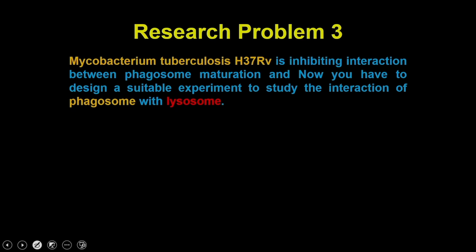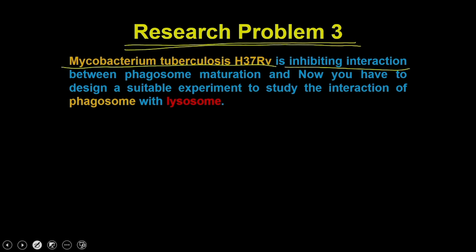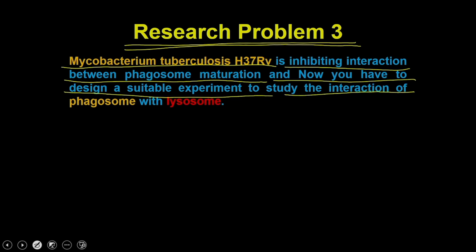Now, let us move on to the next problem. The next research problem is that Mycobacterium tuberculosis H37Rv is inhibiting phagosome maturation, and now you have to design a suitable experiment to study the interaction of the phagosome with the lysosomes.